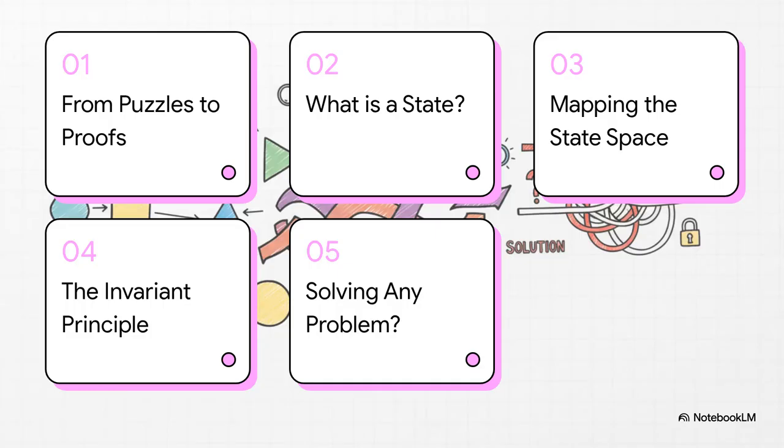So here's our game plan. First, we're going to turn this little puzzle into a formal, rock-solid problem. Then we'll get into this core idea of a state. It's how we'll track every possible situation. After that, we'll map out the entire problem space, and I'm going to let you in on a secret weapon, the invariant principle, that helps us navigate it. And finally, we'll see how all this applies to just about everything.